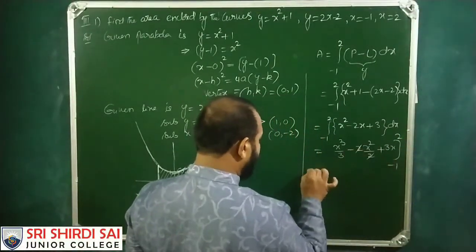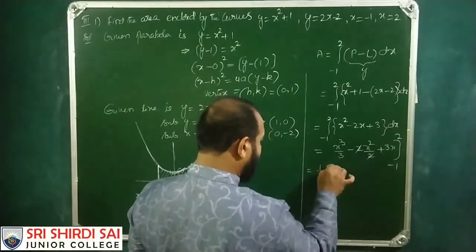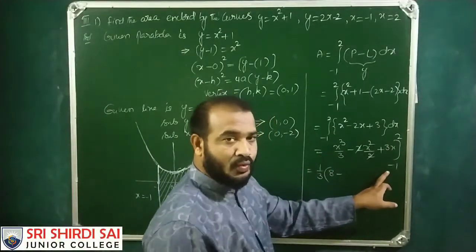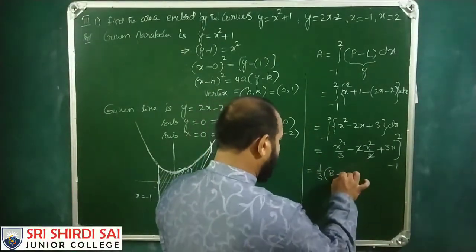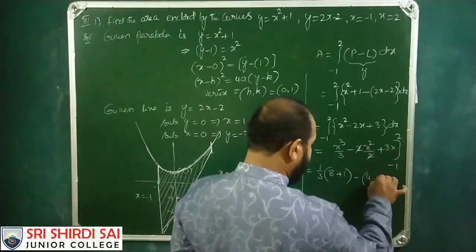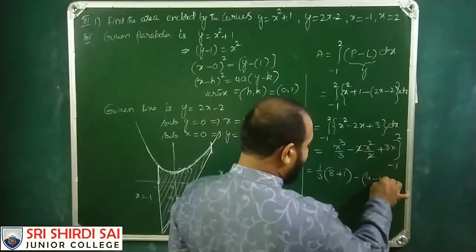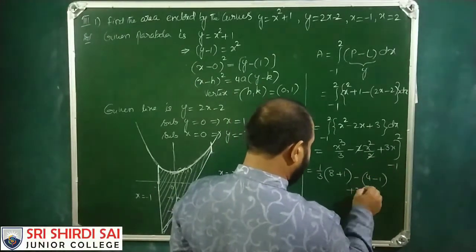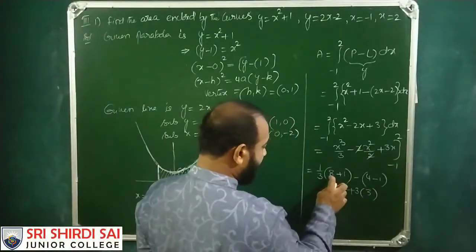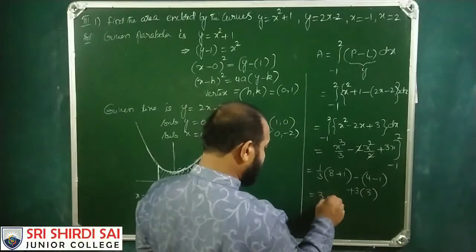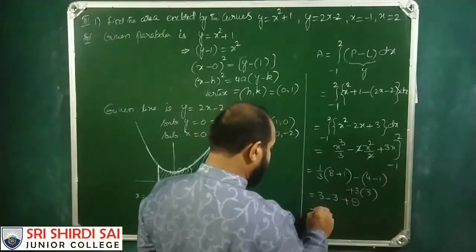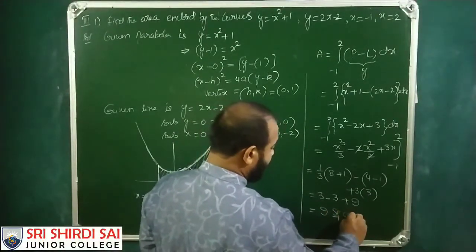The 2 gets cancelled, so x. So 1 by 3 into x cube: 2 cube is 8, minus minus 1 cube, which is minus of minus, plus 1. Minus 2 square, 4, minus minus 1 square, 1, plus 3 into 2 minus of minus 2 plus 1, 3. 8 plus 1, 9 by 3 is 3, minus 4 minus 1 is 3, plus 3, 3s are 9. So the area is 9 square units.